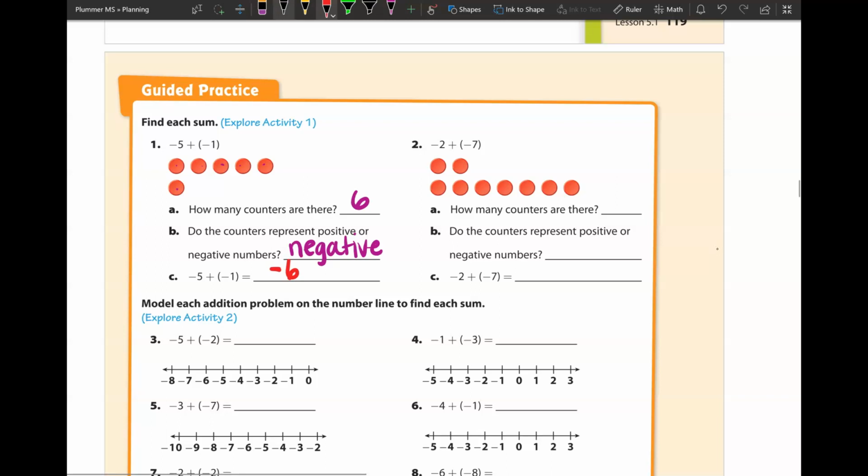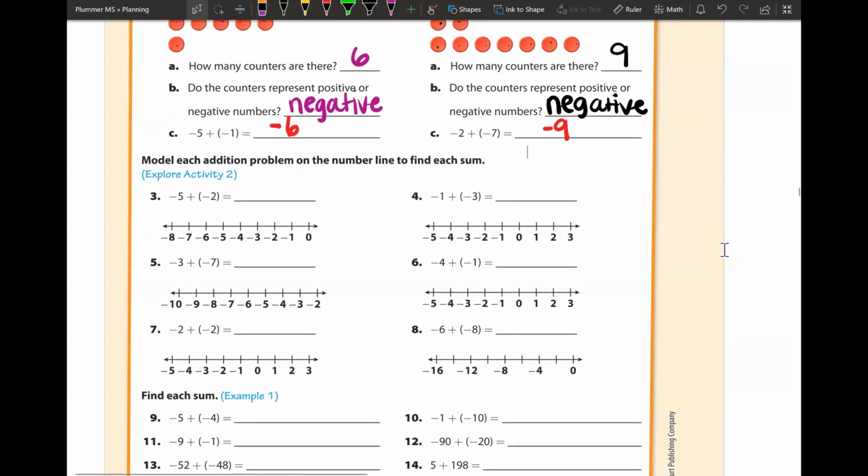Okay, let's do this for this one. 2 is -2 plus -7. How many counters are there? 1, 2, 3, 4, 5, 6, 7, 8, 9. So there's 9 counters. And do the counters represent positive or negative numbers? Because they're red, they represent negative numbers. So what is -2 plus -7? Well, there is 9 counters and they're red, so my answer is negative 9. Okay, so counters pretty much you can use for same signs.